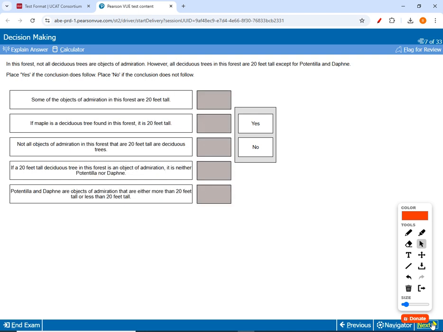So what are we doing now? In this one, again, do you see here the words not all?